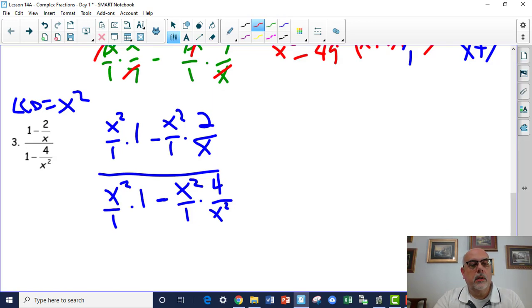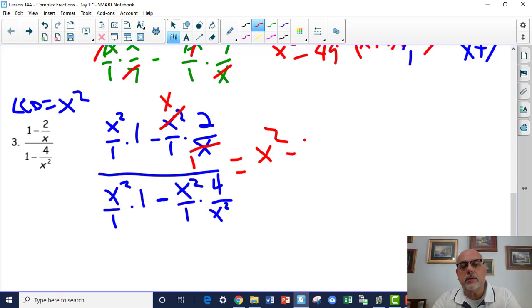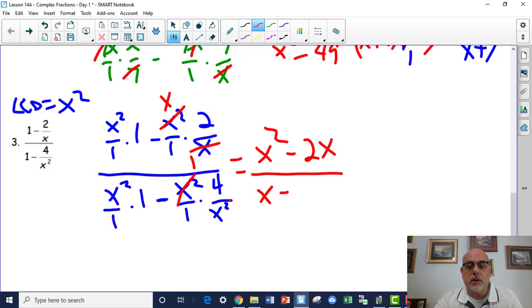So x squared times 1 is x squared. x squared goes into itself once, and you're left with an x. So you have x squared minus 2x. That's your numerator. The denominator, you have x squared minus the x squareds divide out, and x squared minus 4.